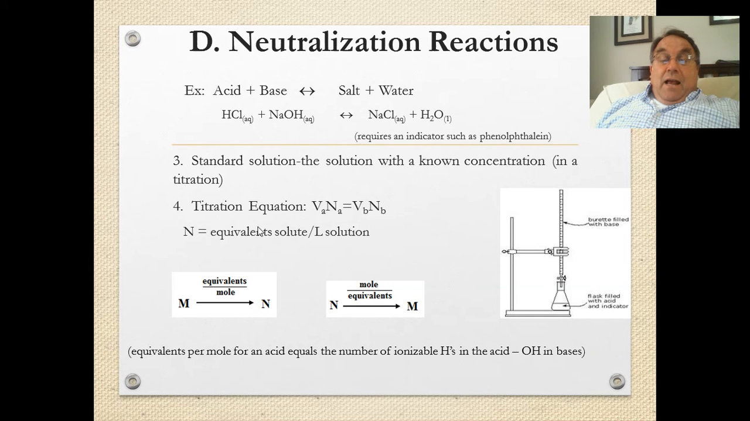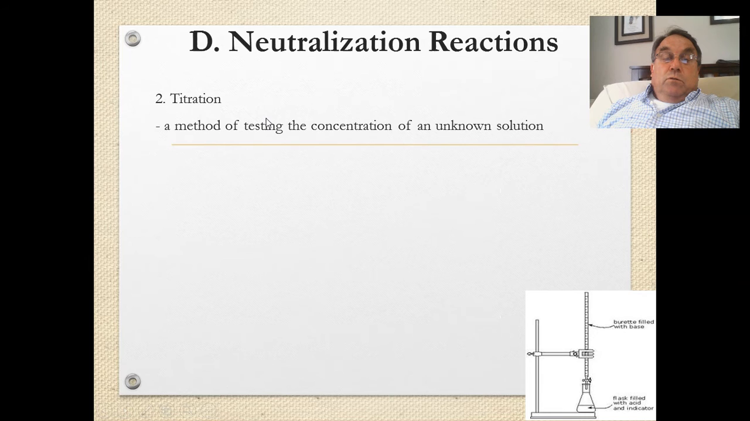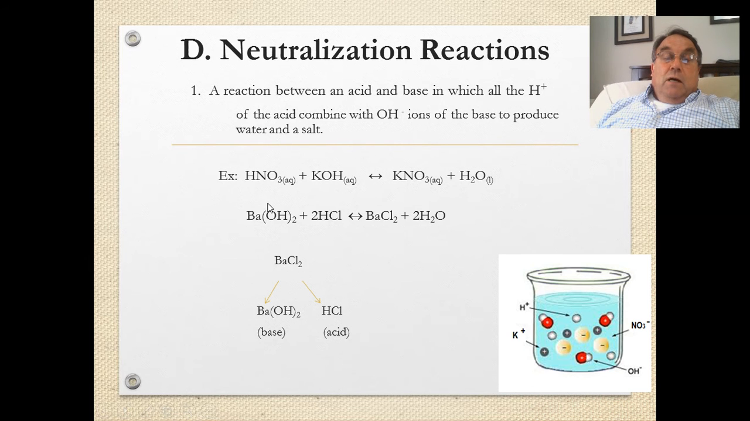So for an acid, you look to the number of ionizable hydrogens. However many H's there are in the acid, that's the multiplier. And for bases, you look at the OHs, and the number of OHs is the multiplier. So for these two, the multiplier would be 1. If we go back to the barium hydroxide, that multiplier would be 2, since there's 2 OHs. For hydrochloric acid, there's only 1 H. You ignore the coefficient, so the multiplier would be 1.